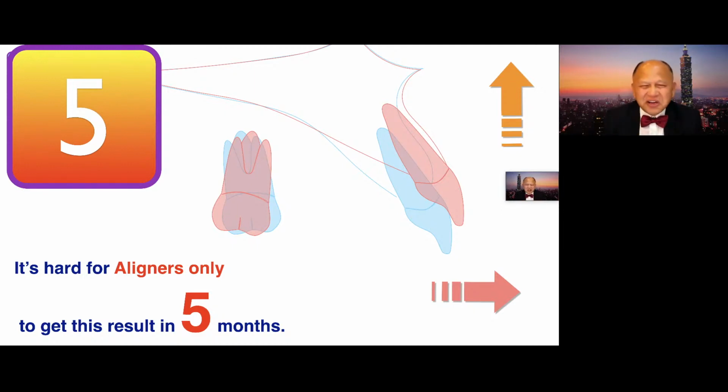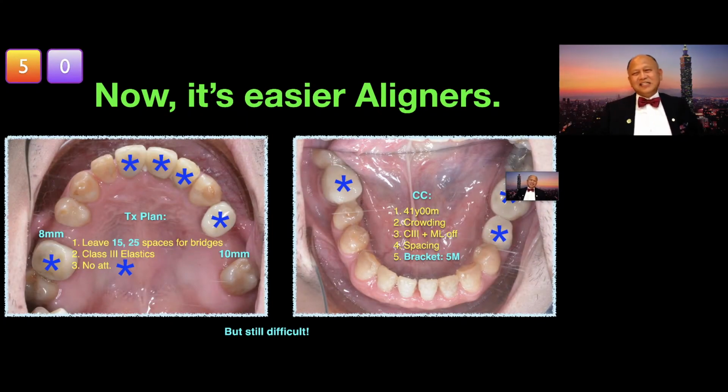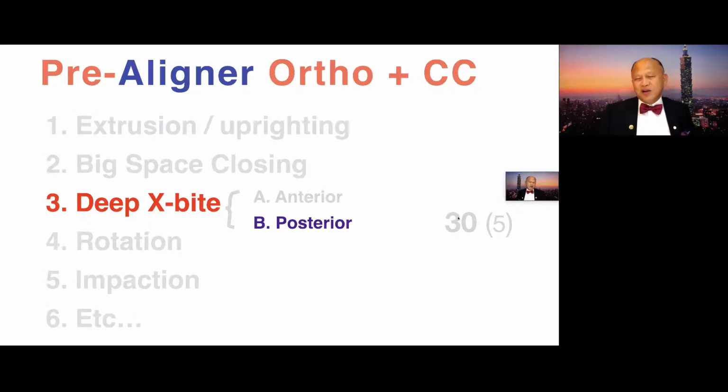Some people will argue, Christian, we don't want to put braces. I insist, we want to use only aligner. Those doctors have a severe disease called obsessive compulsive disorder, OCD. Please, my dear friend, never learn from OCD. Learn from normal people like me. I am a healthy, normal person. Now, it's easier for aligner.